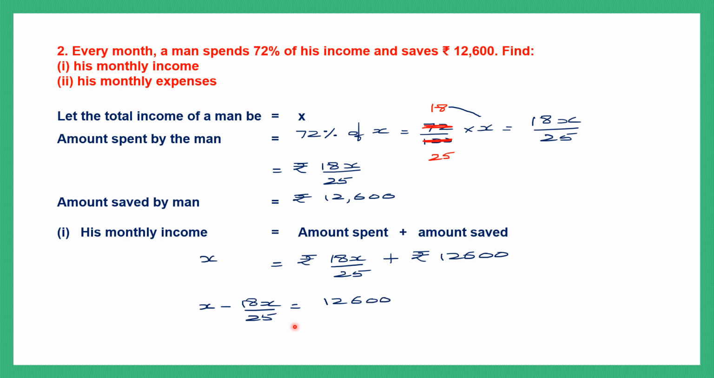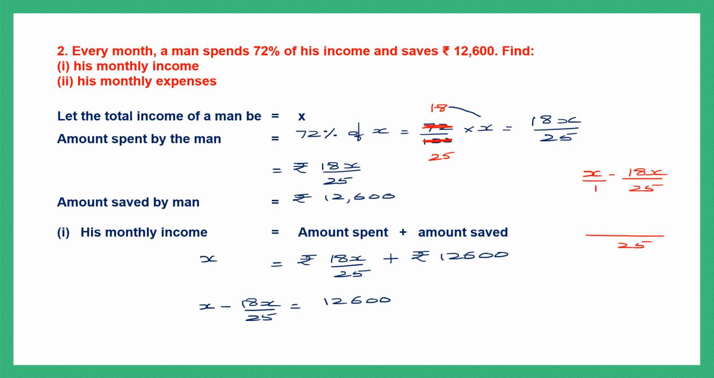So now we need to work out this. So this is like a fraction, isn't it? x minus 18x by 25. Let's do it here. x minus 18x by 25. Now this x will have the denominator 1. So our LCM here is 25.